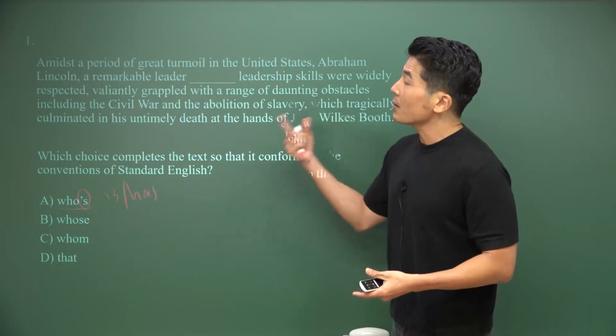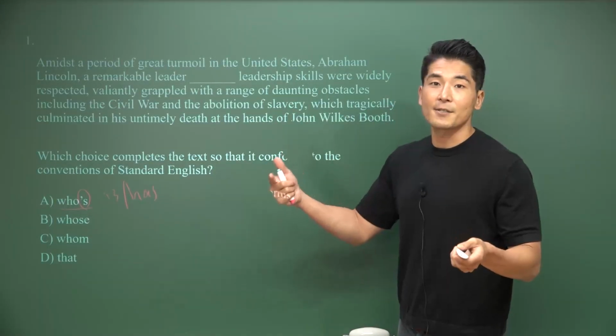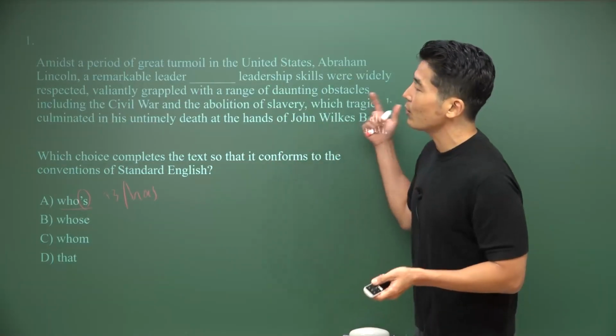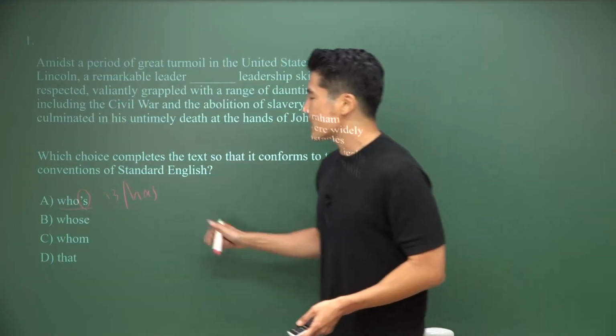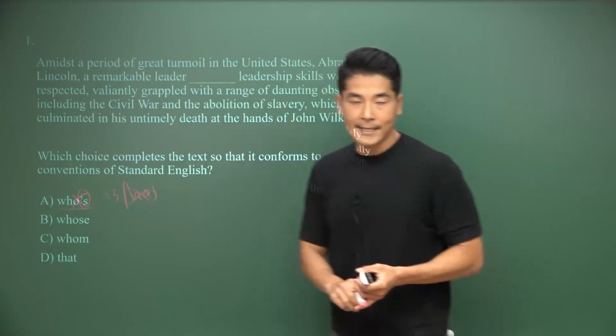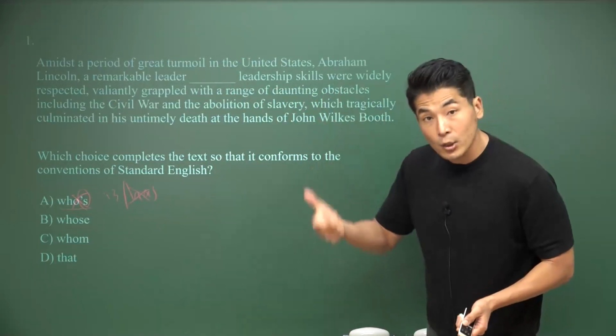Now, when I say "a remarkable leader who is leadership skills" or "who has leadership skills were widely respected," I know this just sounds absurd. So I'm going to cross out answer choice A because I can't have the contraction form.